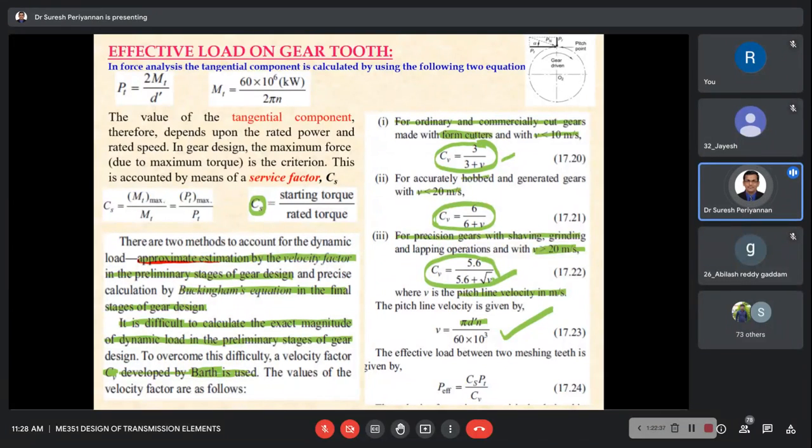From this, now finally I come to this. Effective load is nothing but Cs by Cv into Pt. Cs by Cv into Pt. This is called effective load.